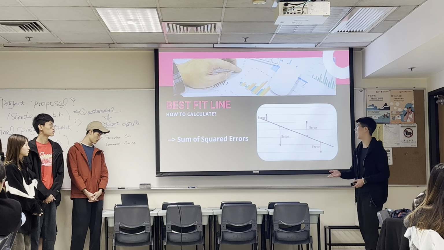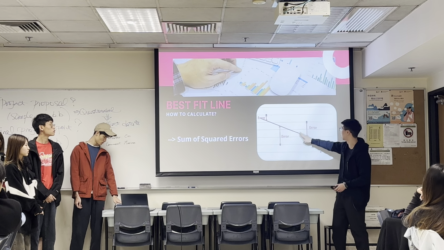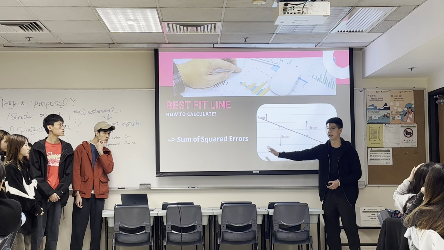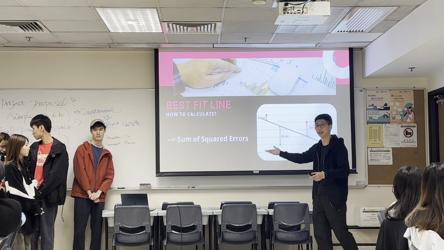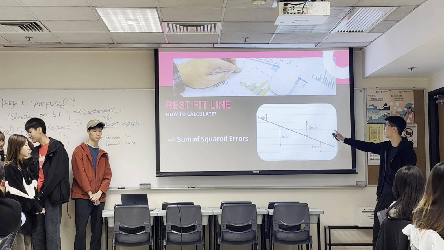What is the sum of squared errors, you might ask? You can see from this line and the data points, their distance is the error, and we add all of them. And then, of course, we square them. So that gives the name sum of squared errors. And how do we minimize it?